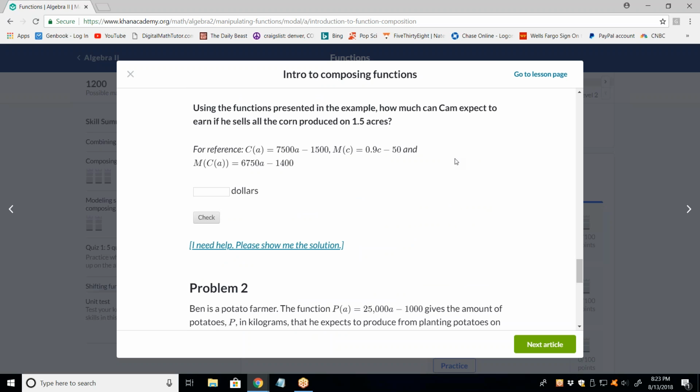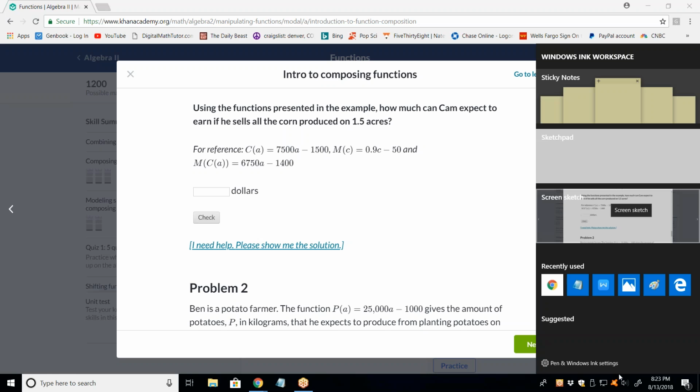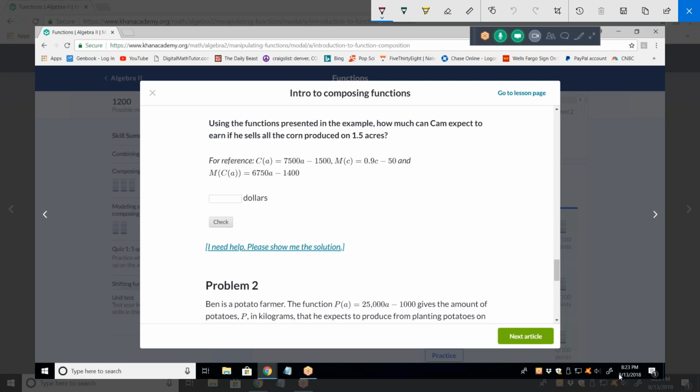All right, enough explanation. Let's try some problems. How much money do we make if we plant 1.5 acres? Let's see. Sorry, I had to mess with my dog. Let's see. We would make.